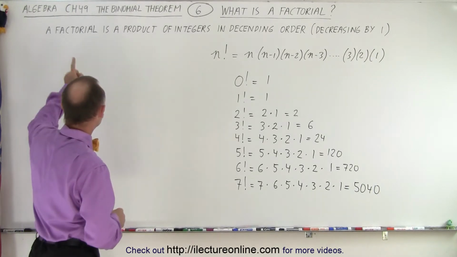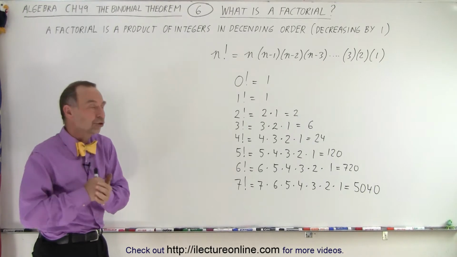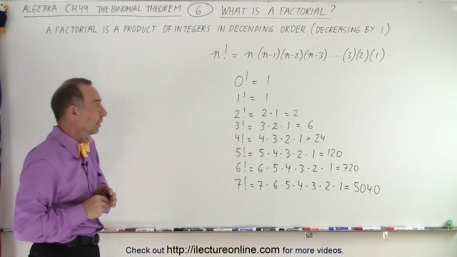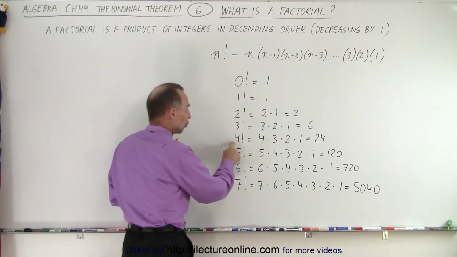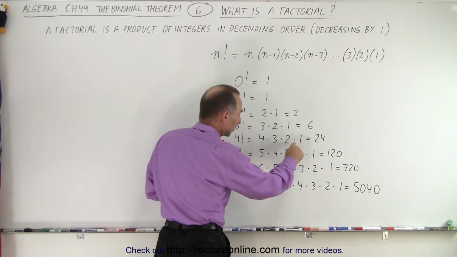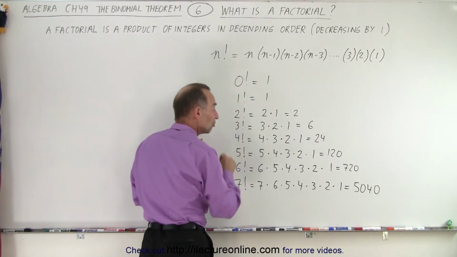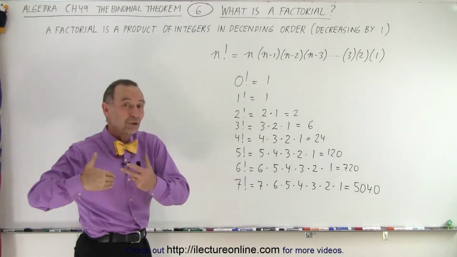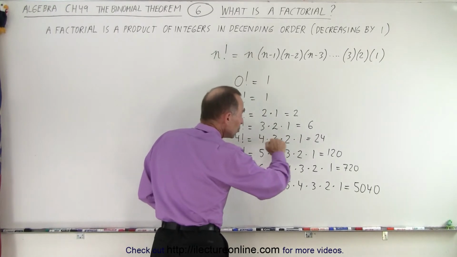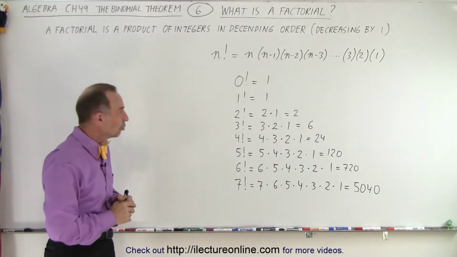So essentially, a factorial is a product. A product of what? A product of integers. Integers in descending order, decreasing by 1. So for example, 4 factorial is 4 times 3 times 2 times 1. When you multiply all that out, you get 24. You start with the number that's in front of the exclamation mark. That exclamation mark means factorial, and you start with the integer that is indicated, and then you have a descending order. It's always going to be integers, never other than integers.